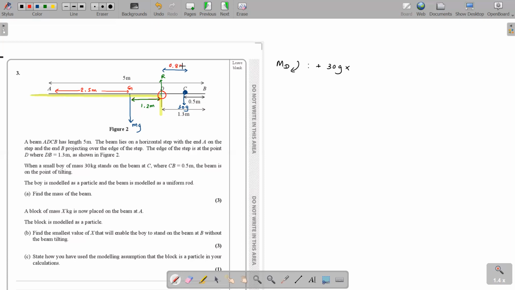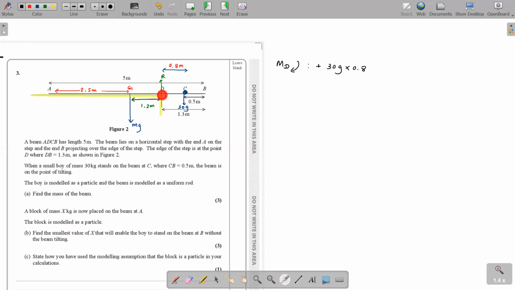0.8. Can everyone understand? 0.8 came by subtracting 1.3 with 0.5, we get the middle distance, DC. So then 30g is the force, and the perpendicular distance to point D is 0.8. 30g into 0.8 gives a clockwise moment. And then the other force is this mg.